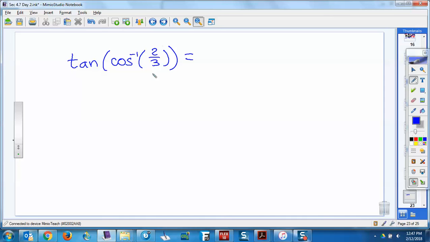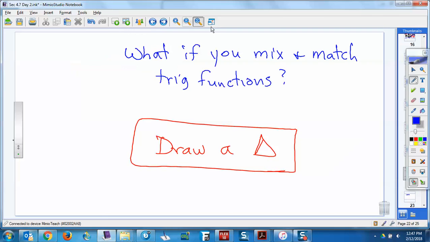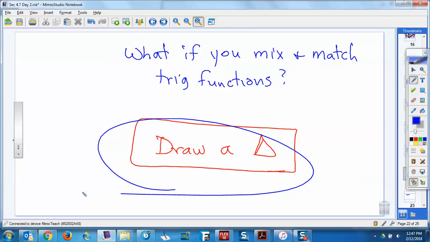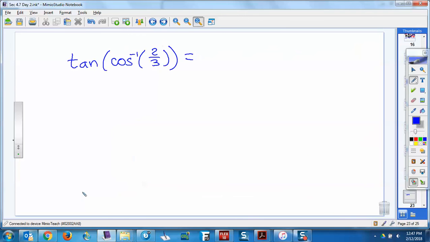Okay, so here's what one of these problems would look like. So I've got tangent and inverse cosine. Well, they're not going to undo each other. It's kind of like having x cubed and a square root. They're not inverses. They don't undo each other, right? So that's what's going on. So when you see one of these, a mix or match, draw a triangle.